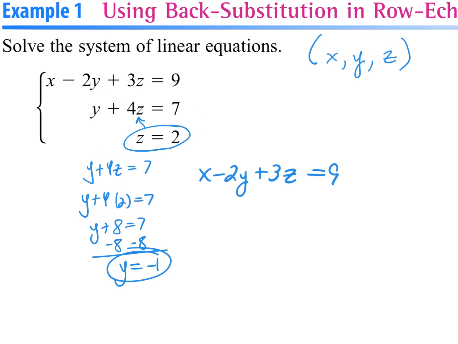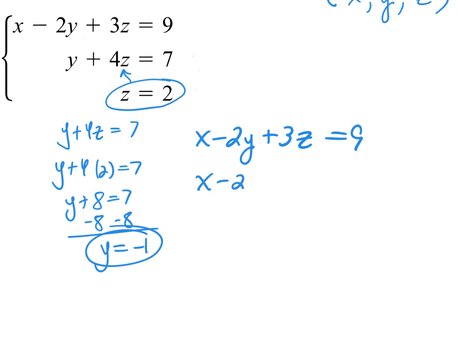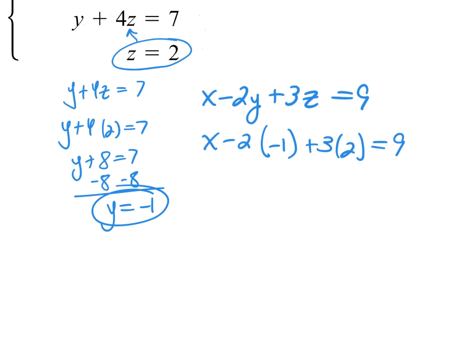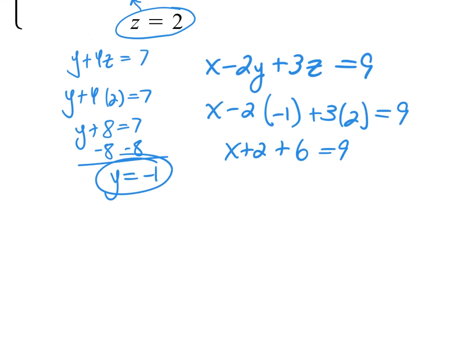Now I'm going to take the top equation, x minus 2y plus 3z equals 9. I always rewrite the equation that I'm going to use just because, like in this case, notice y is negative. But in the equation, it's negative. So some of you are going to want to skip steps and say, oh, 2 negatives make a positive. Again, I don't think it's a good idea to skip any little steps because any tiny mistake will make a big deal. So I'm going to say x minus 2 times y is -1 plus 3 times 2 equals 9.